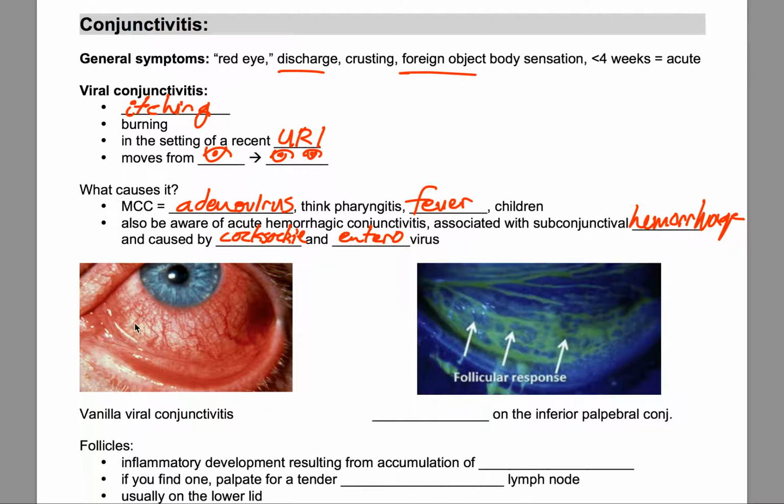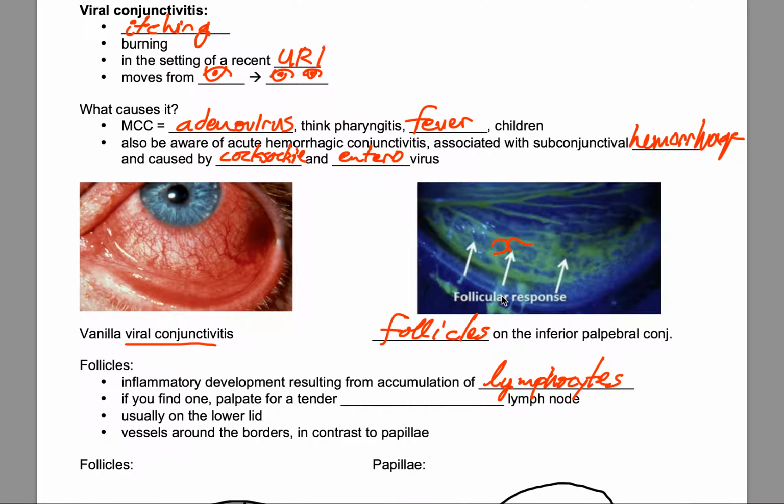Now, viral conjunctivitis makes the conjunctiva very inflamed, very irritated. It can still look a little bit intimidating, and in viral conjunctivitis, you tend to see follicles on the inferior palpebral conjunctiva. What are follicles? Follicles are accumulations of lymphocytes, which makes sense since that's what our body employs to fight viral infections. And you can see here the fluorescein dye flowing in between the channels of these follicles. That's because in follicles, blood vessels tend to be most prominent around the edges. Now, if you find follicles, you should be palpating for a tender preauricular lymph node.